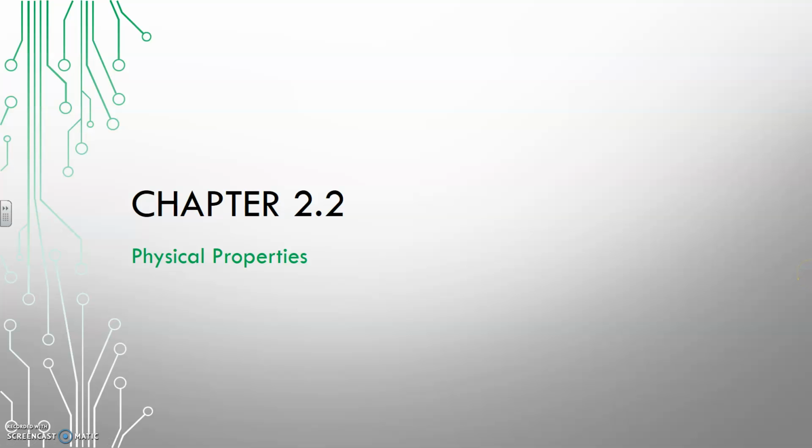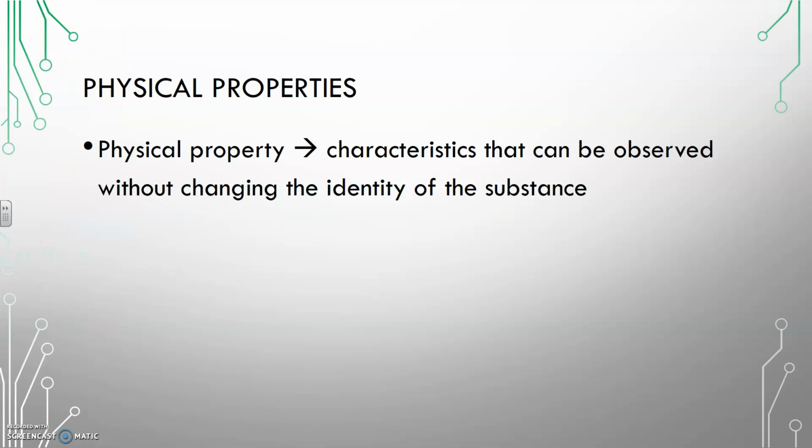Welcome to the second part of this chapter. In this section, we're going to be talking about physical properties. A physical property is a characteristic that can be observed without changing the identity of the substance.